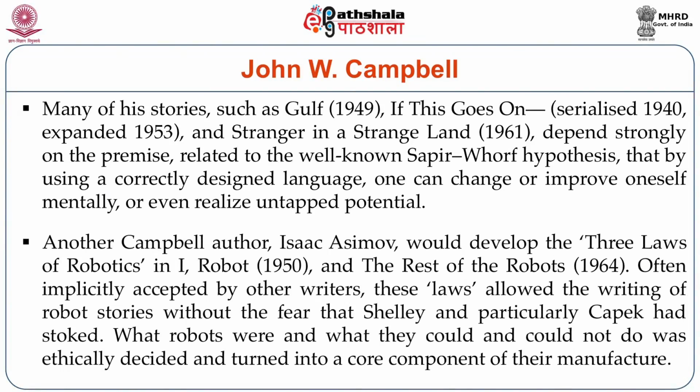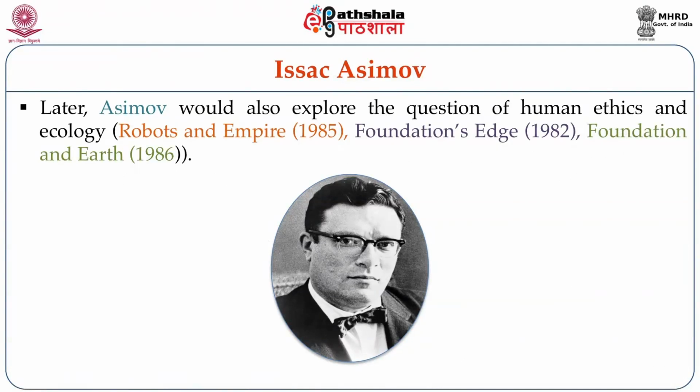Isaac Asimov was a very different kind of writer. He would develop the three laws of robotics in his story collections I, Robot and The Rest of the Robots, often implicitly accepted also by other writers. These so-called laws allowed the writing of robot stories without the fear that Shelley and particularly Čapek had stoked. What robots were, what they could and could not do was ethically decided and turned into a core component of their manufacture. The three laws were built into what Asimov called their positronic brains.